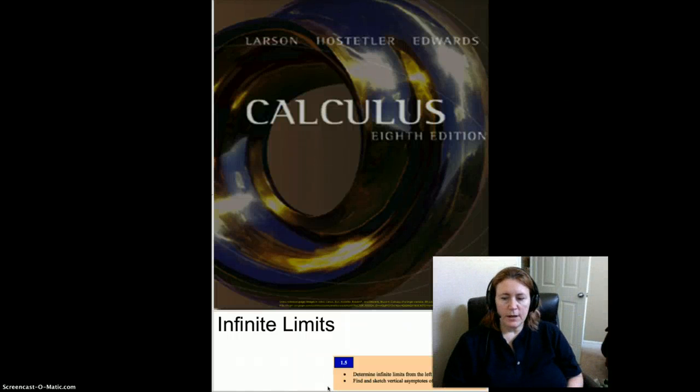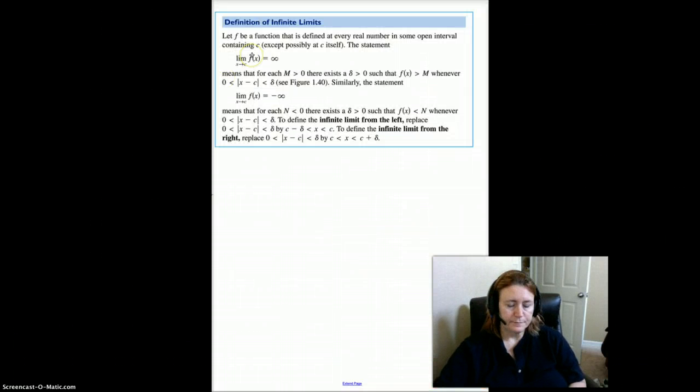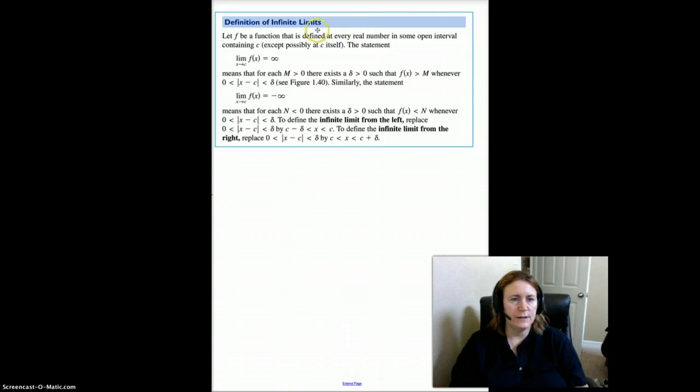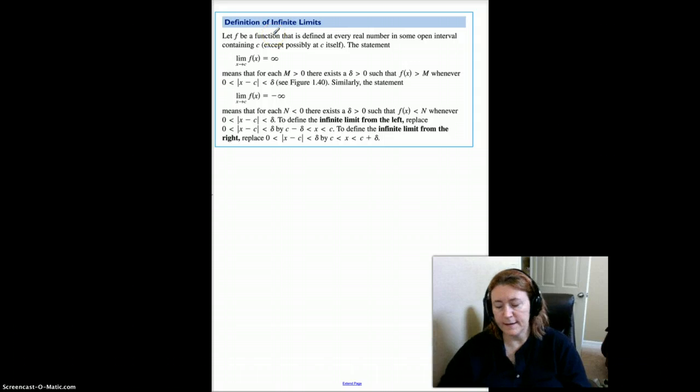All right, now let's talk about infinite limits and what they are. I need you to pay really close attention here because we're going to get kind of technical on some of the definitions. Let's look at the definition of an infinite limit. Let f be a function that's defined at every real number in some open interval containing c, except for maybe c itself.